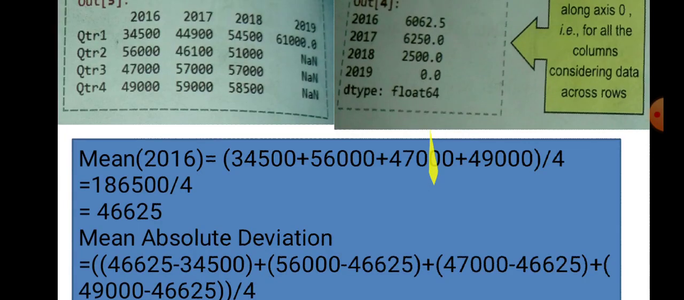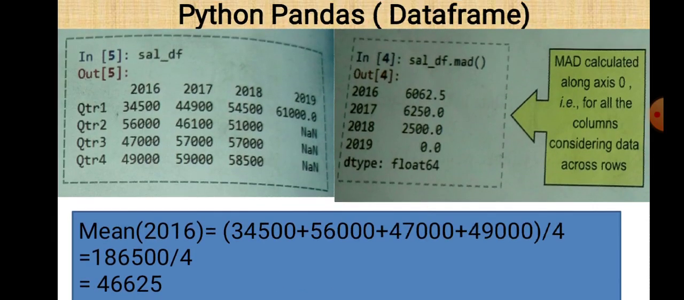So the logic is very simple. First of all, if you want to find out the mean absolute deviation, then take the mean first, and then take the deviation, and then whatever the deviations are, take the mean of those deviations also. So that is the mean absolute deviation. So along axis, along row, you can give axis is equal to 0. By default it is axis is 0. And if you find out column wise, then you can write it as axis is equal to 1.